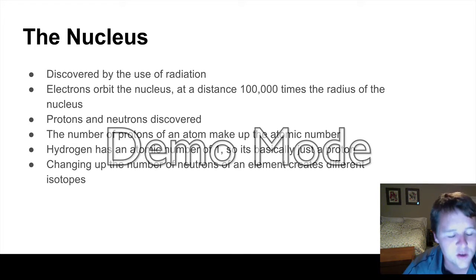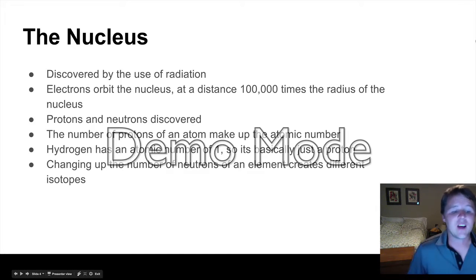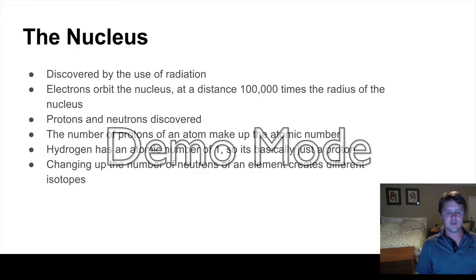So protons and neutrons were discovered. Protons were discovered first because they knew something had to balance out the electrons. But then they also postulated that there's a neutron in the atom too. But you need to know that the number of protons of an atom make up the atomic number. And hydrogen has an atomic number of 1. So it's basically just a proton. You get that? Hydrogen has an atomic number of 1, so it's basically just a proton. Now if it's neutral, it also has an electron on it.